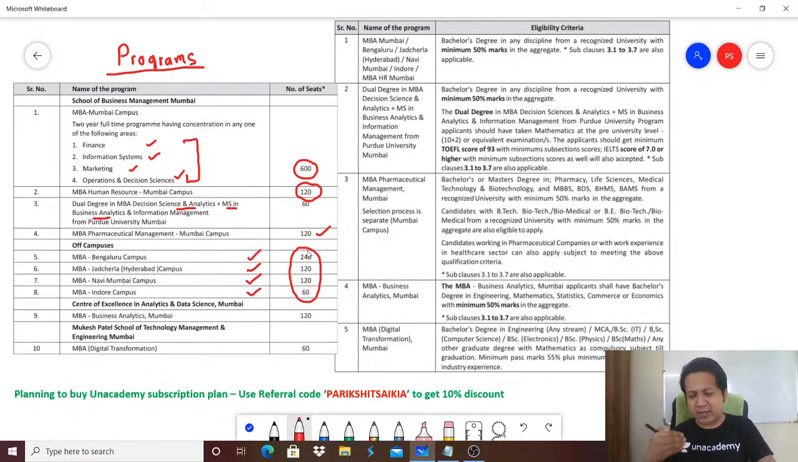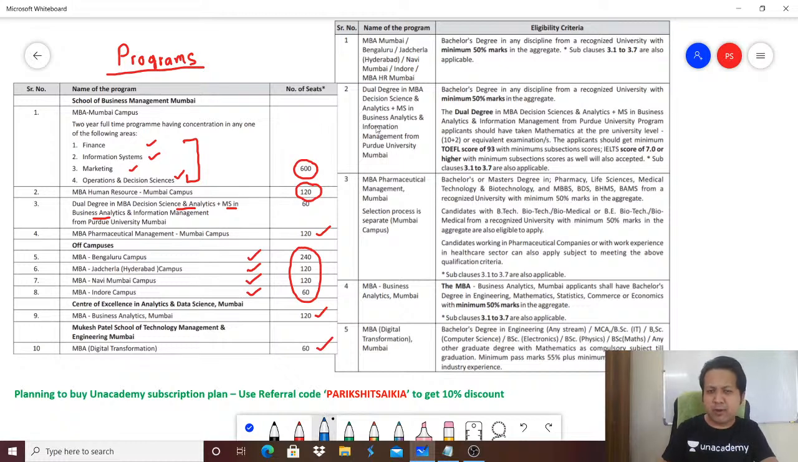After the Mumbai program, the second best is the MBA in the Bangalore campus. That is the second most sought after campus after Mumbai. And then you have MBA in business analytics, again in the Mumbai campus, and MBA in digital transformation, for a total of 60 seats. Now I have mentioned a lot of courses, but you also need to know whether you are eligible for these courses. That's the next thing you need to look at.